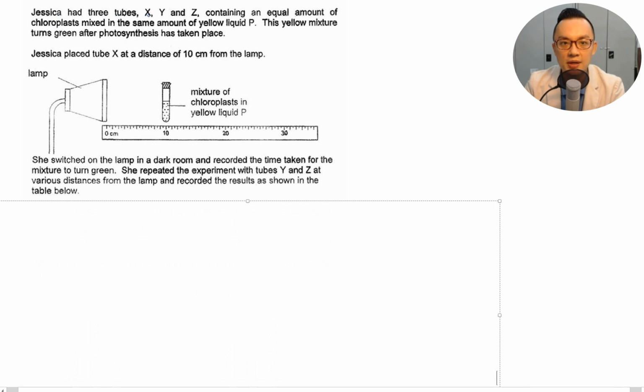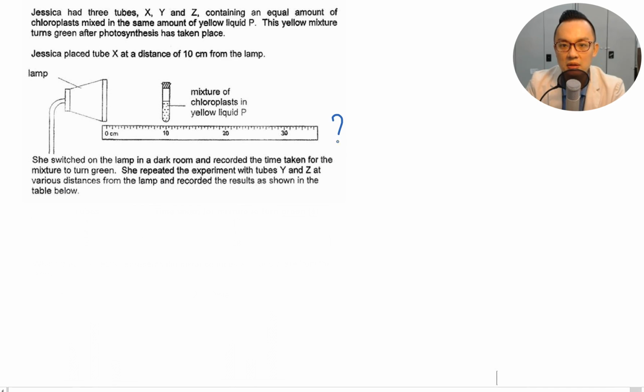Jessica had 3 tubes X, Y, and Z containing an equal amount of chloroplast mixed in the same amount of yellow liquid P. The yellow mixture turns green after photosynthesis has taken place. Jessica placed tube X at a distance of 10 cm from the lamp. So over here, switch on the lamp in a dark room, recorded the time for the mixture to turn green. She repeated the experiment with tubes Y and Z at various distances from the lamp.